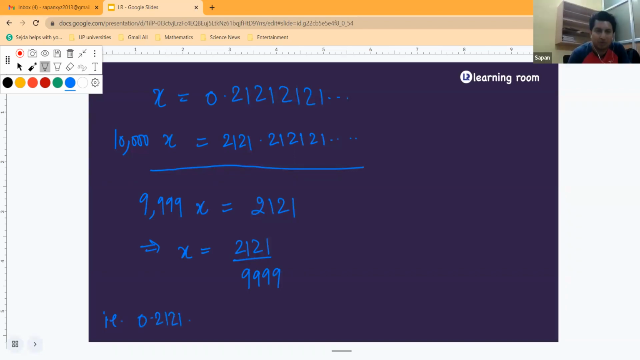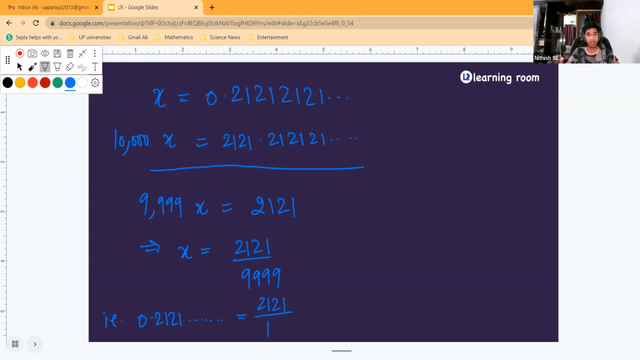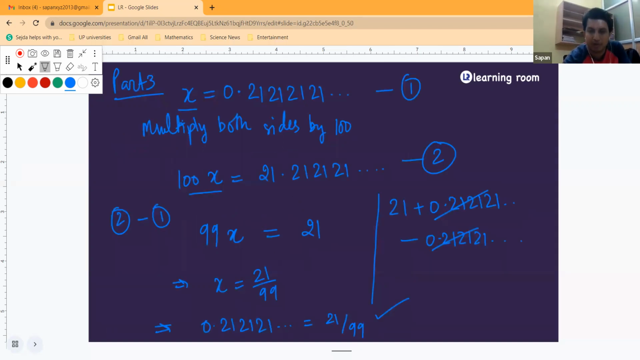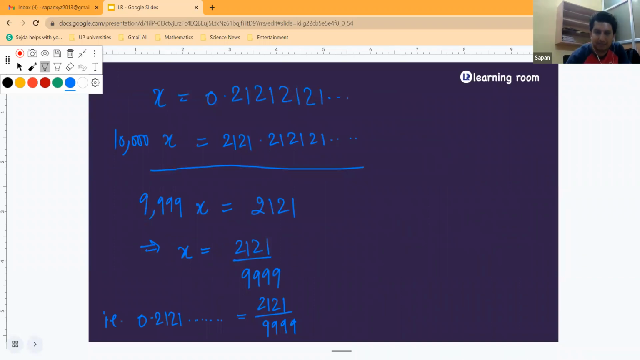0.2121 all comes as 2121 divided by 9,999. Is it fine? Yes, sir. Now see, earlier also we found that 0.212121 was 21 by 99. And now we found 2121 by this.